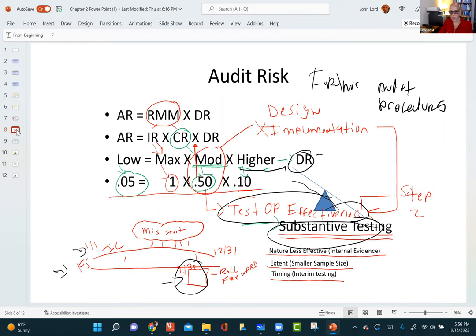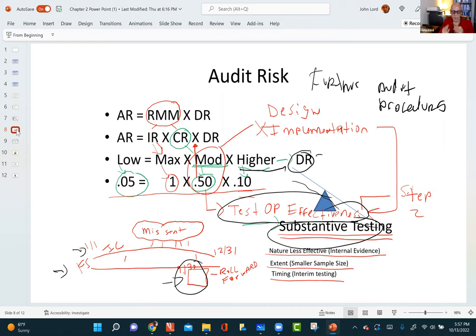That means nature, extent, timing. Nature: I can use internal evidence instead of external evidence. Extent: smaller sample sizes for my substantive testing. And now I can probably afford some interim testing. I'll do my testing at, say, September 30th in this example, assuming a 12/31 year end. For that last quarter, though, I will have to do some smaller amount of testing, maybe analytical procedures or something like that. We call that part a roll forward, just to make sure that things haven't gone to hell in a handbasket between when we did our interim testing at 9/30 and by the time we get to year end.